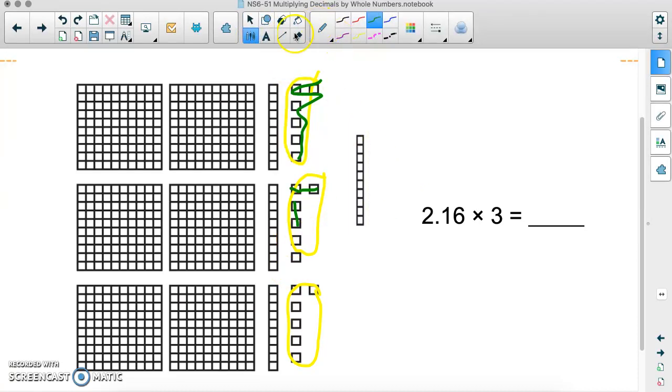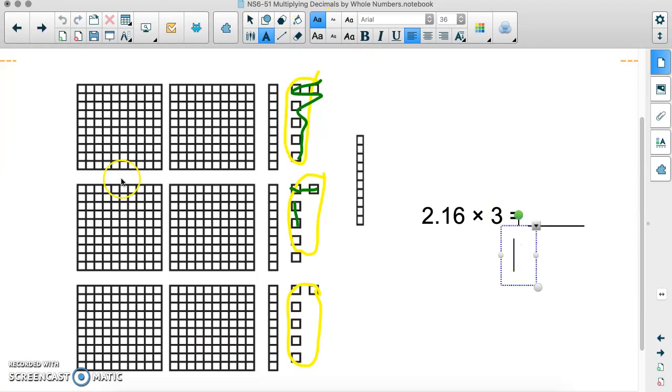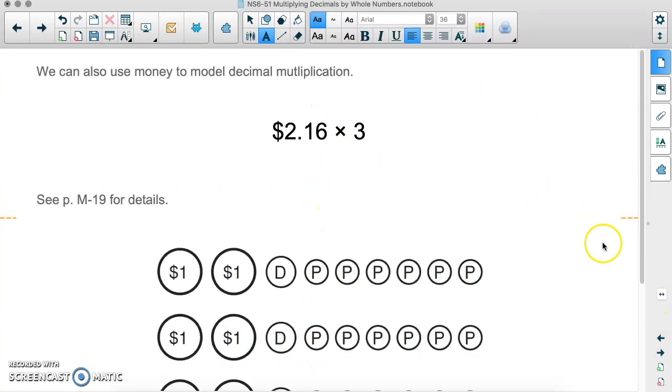So for my answer then, I have 1, 2, 3, 4, 5, 6 ones. I have 1, 2, 3, 4 tenths. And I have 6, 7, 8 hundredths. So my answer is going to be 6.48. So that's exactly what we were just doing, just representing it by regrouping using the base tens.